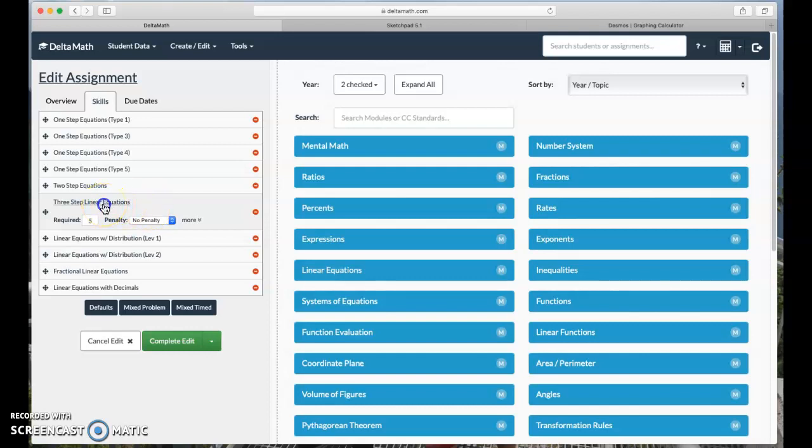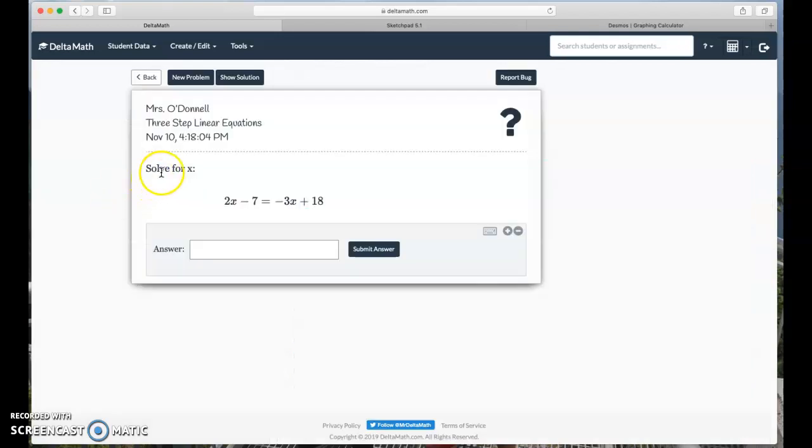Three-step linear equations. All right, so our directions say solve for x. We have 2x minus 7 equals negative 3x plus 18. Our first step is rewriting our equation on the scrap paper that we have with us whenever we're doing Delta Math.